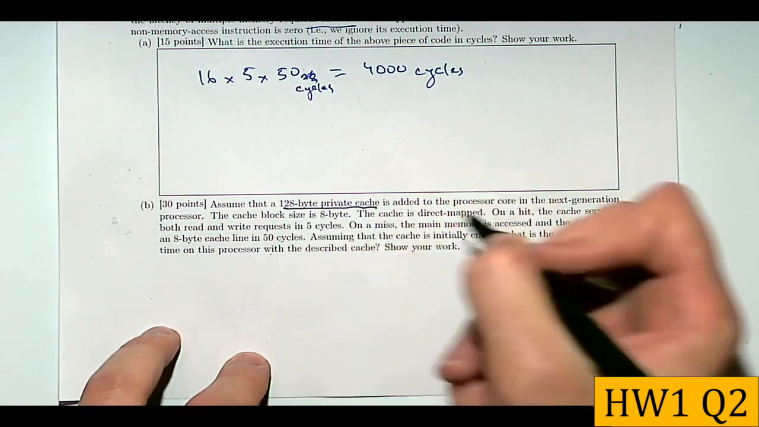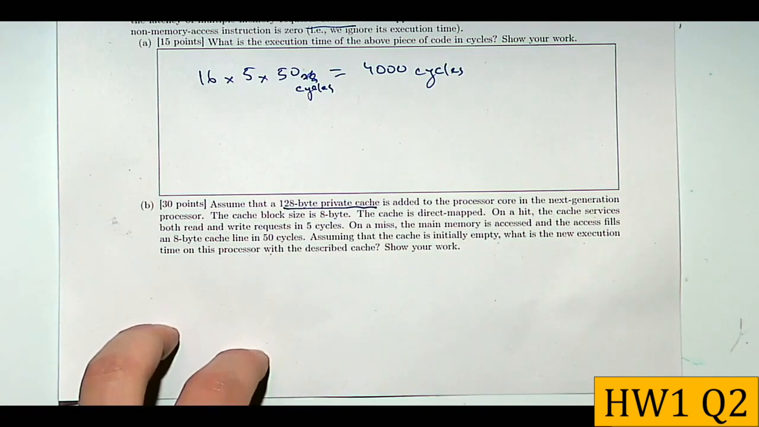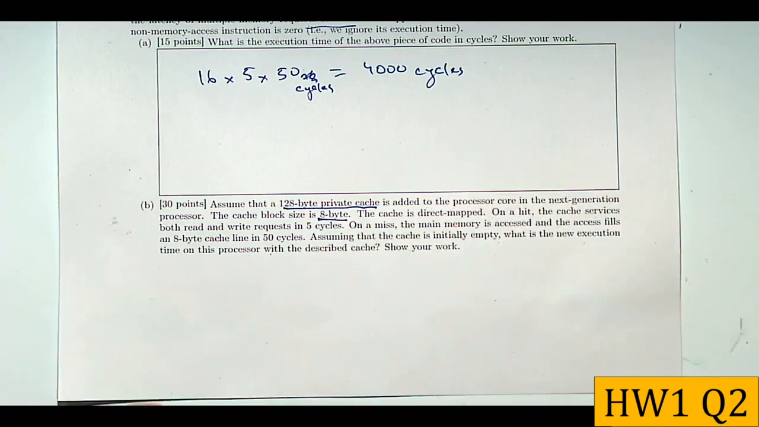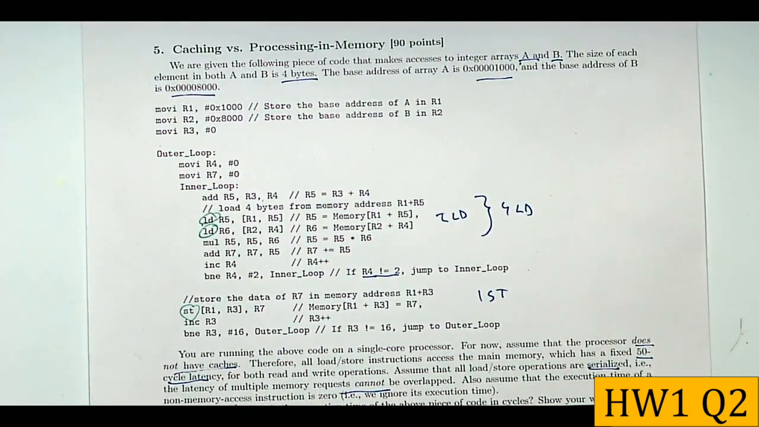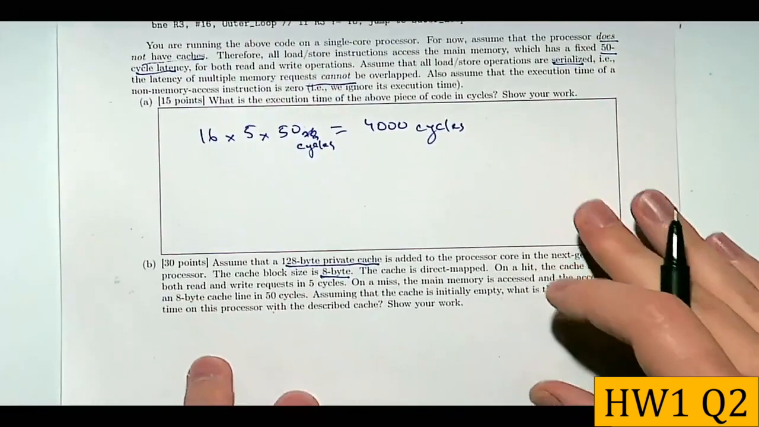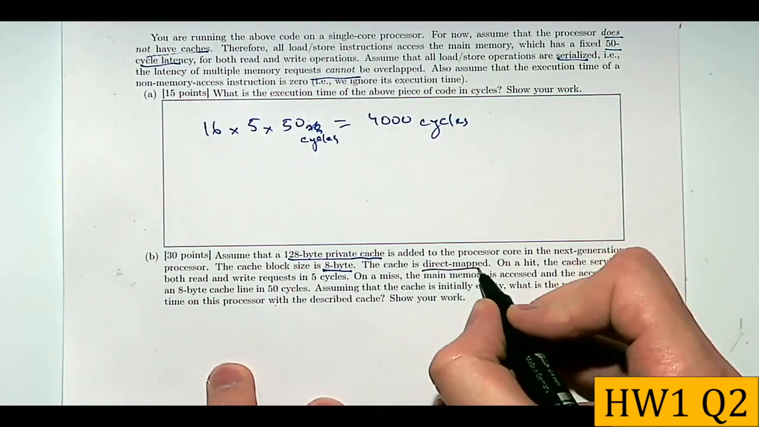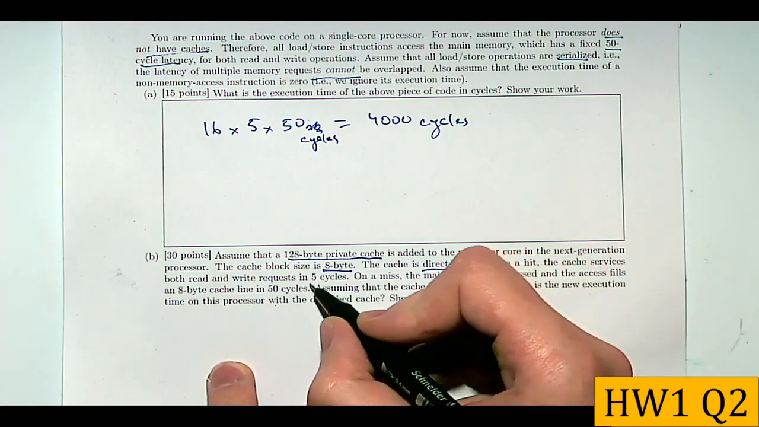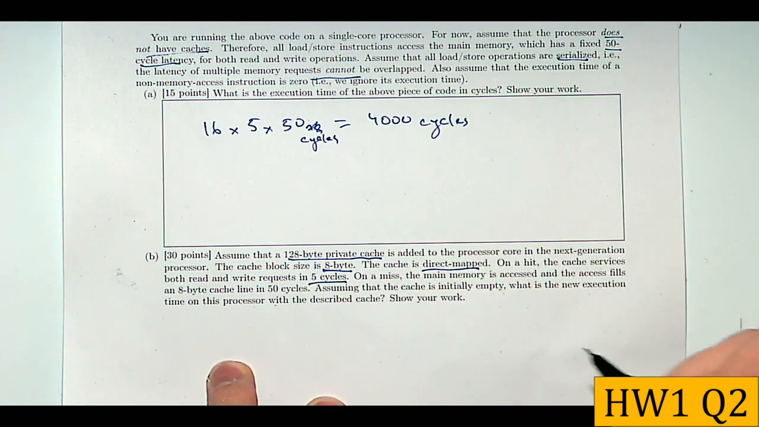Okay, so now it becomes a bit more complicated because we add a 128-byte private cache. And here are the properties of this cache. So the cache block size is 8 bytes. Based on this information, we can directly see that we can fit 2 elements into one cache block. This is important. And then the cache is direct mapped. And access to the cache takes 5 cycles. And on a miss, we go to the main memory and then again pay the 50-cycle latency.